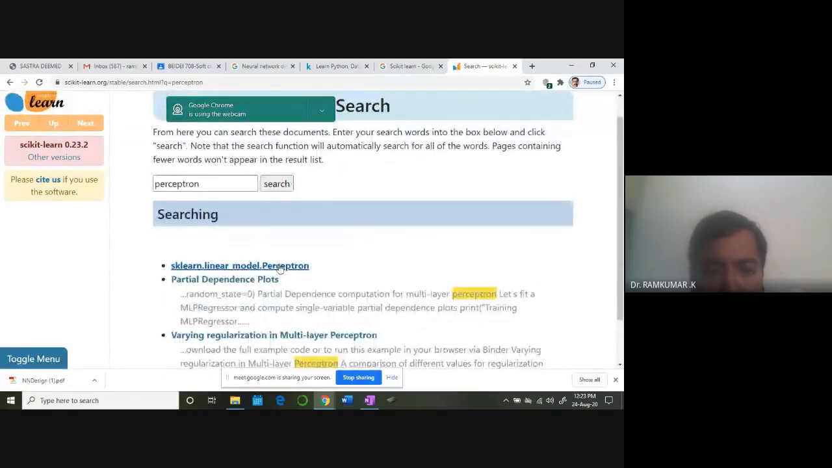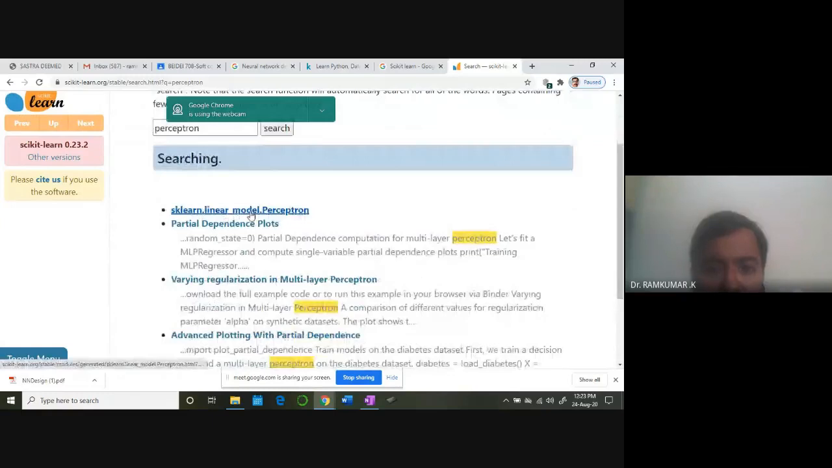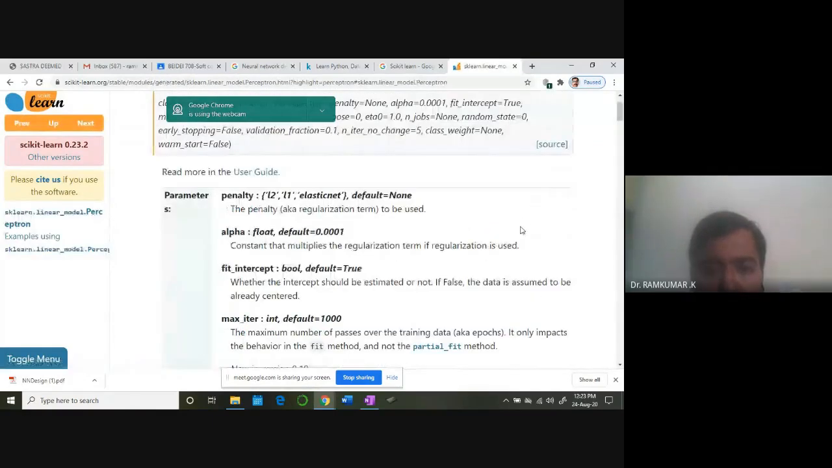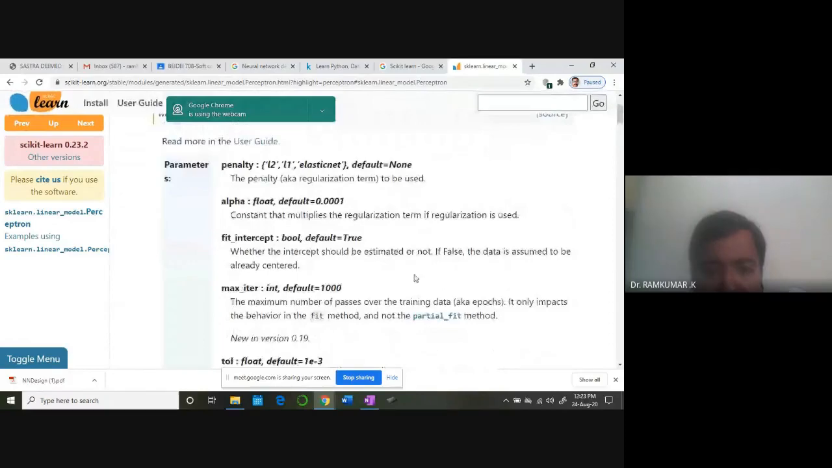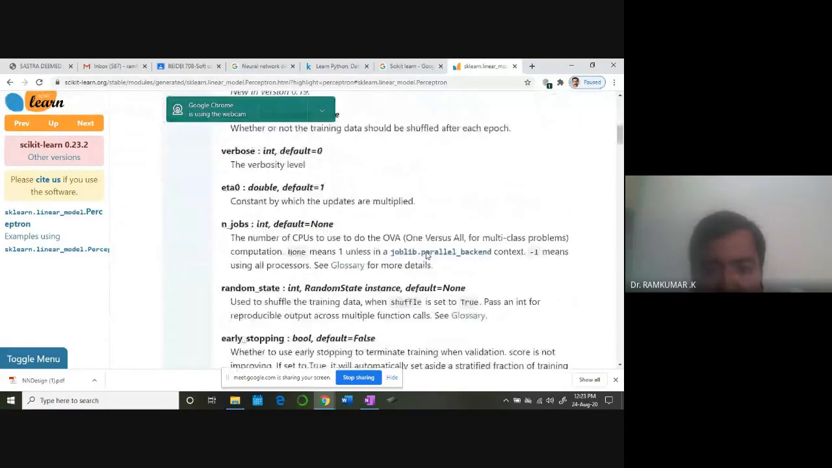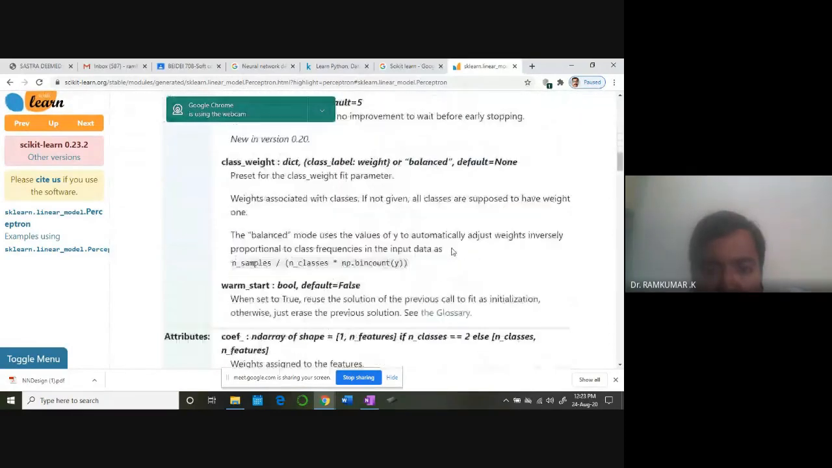This is the sklearn linear model Perceptron. You can go through this. You simply click it and you'll get the code. Various parameters are given here. See here: fit intercept, the maximum number of iterations, then random state, early stopping, where you want to stop the iterations earlier, validation fraction, the number of iterations with no change you are going to allow, class weight. You need to read all these and get a feel. The ideas are all given clearly here. Maybe you can read it and get your insights on how you can use this.